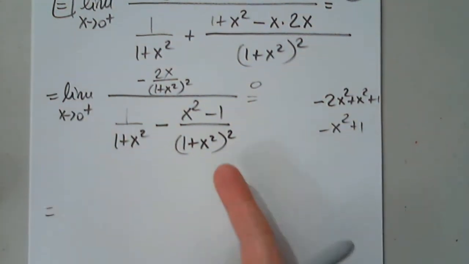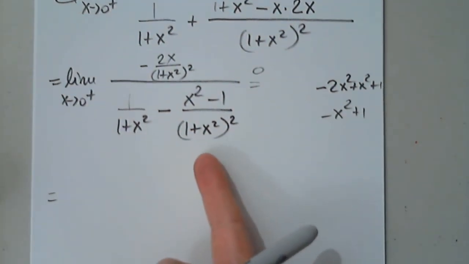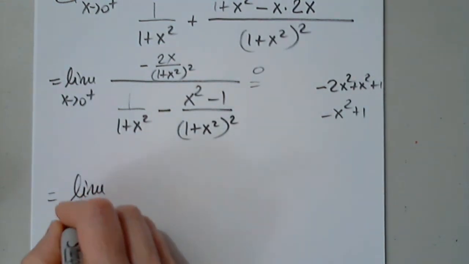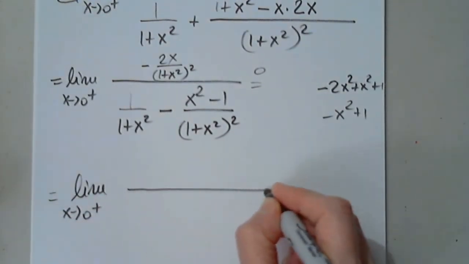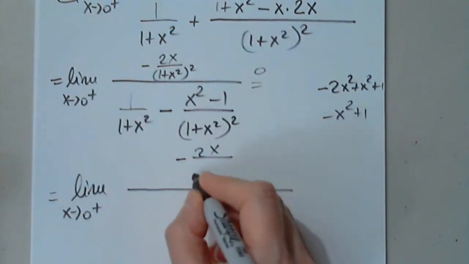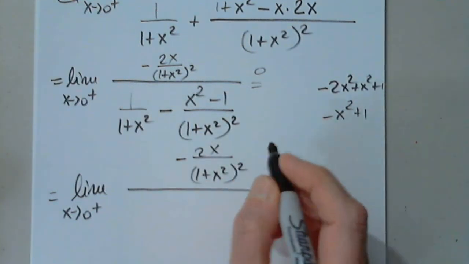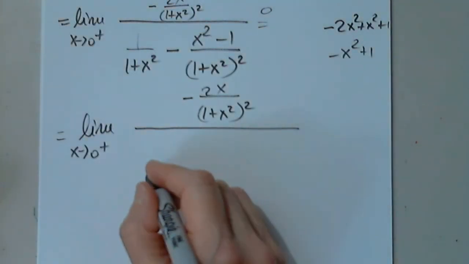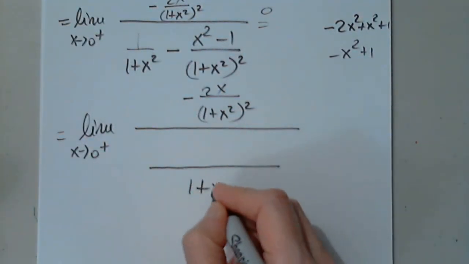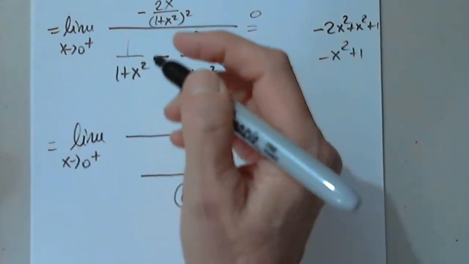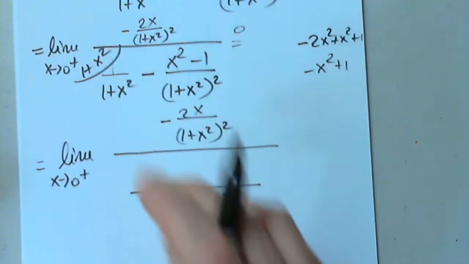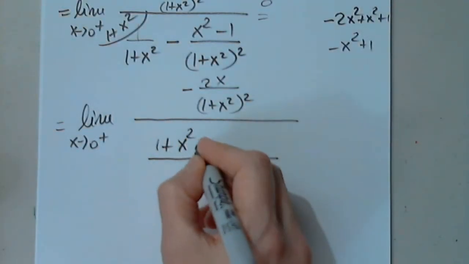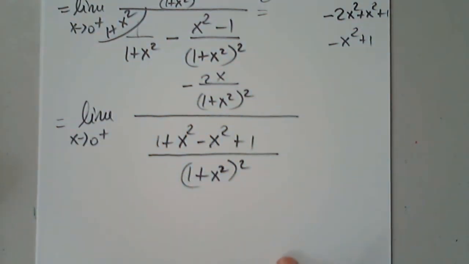Okay, I will find the least common denominator, which is 1 plus x squared squared. That's why we study algebra first before calculus. See? What can we do without algebra here? So the least common denominator is 1 plus x squared squared. This one needs a 1 plus x squared. Okay, 1 plus x squared minus x squared and plus 1.